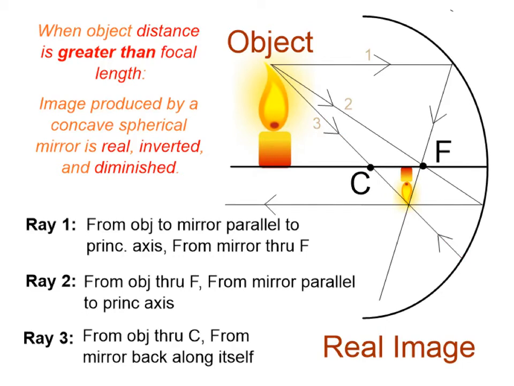Now, in this case, our object is located in front of this concave mirror at a distance that is not just greater than the focal length, but even beyond the center of curvature. So when an object in front of a curved mirror is at this distance, the image that is going to be produced by the concave spherical mirror will be a real image. It will be inverted, and it will also be diminished or smaller in size.